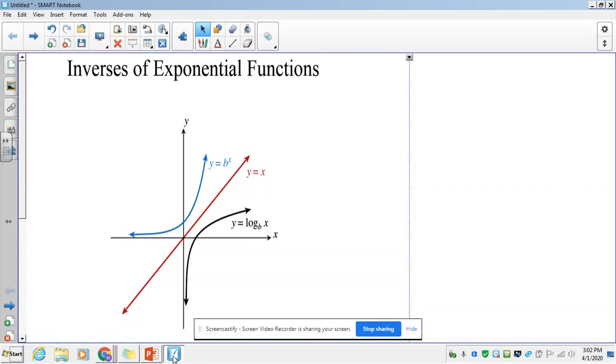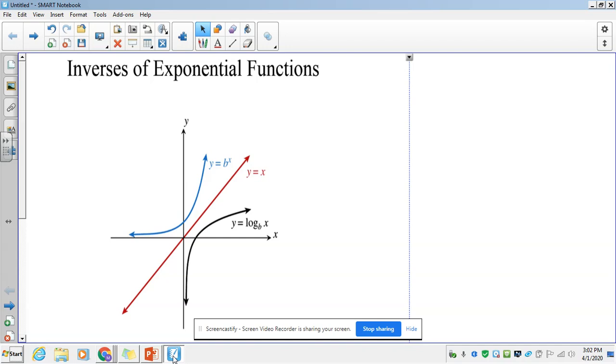Today's lesson is going to be over the graphs of logarithmic functions. And we're going to look at how the transformations look. So take notes along with me, and then you are going to try your Pearson assignment.